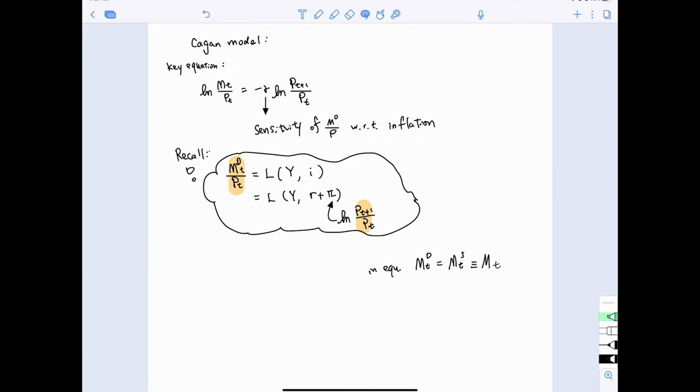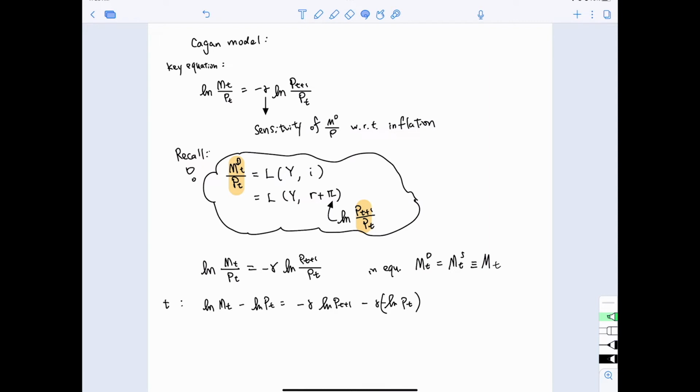But given that in equilibrium the nominal money demand equals the nominal money supply, we can set it equal to the quantity of money in equilibrium, that is M_t. So we can express the equation as log of M_t over P_t equals minus gamma times log of P_{t+1} over P_t. So we converted the negative relationship between the real money demand and the inflation rate into a relationship between the real quantity of money and the inflation rate. Based on this equation, we can extend it.